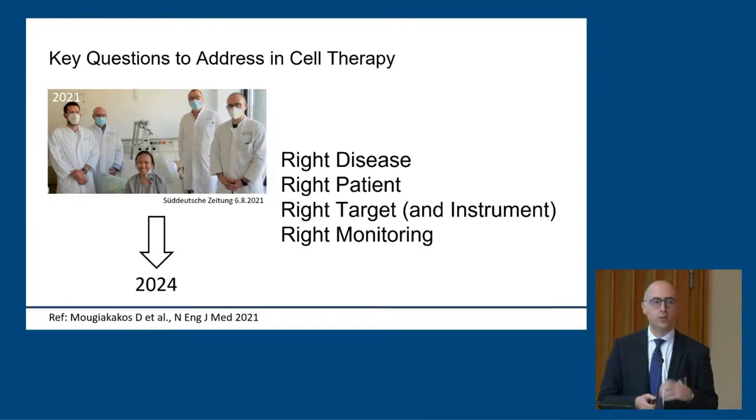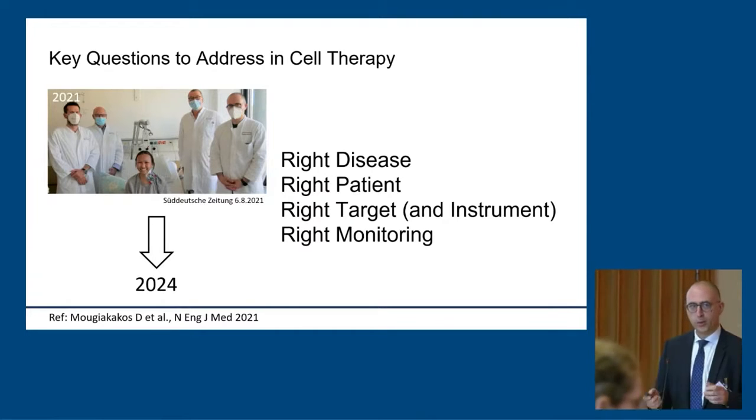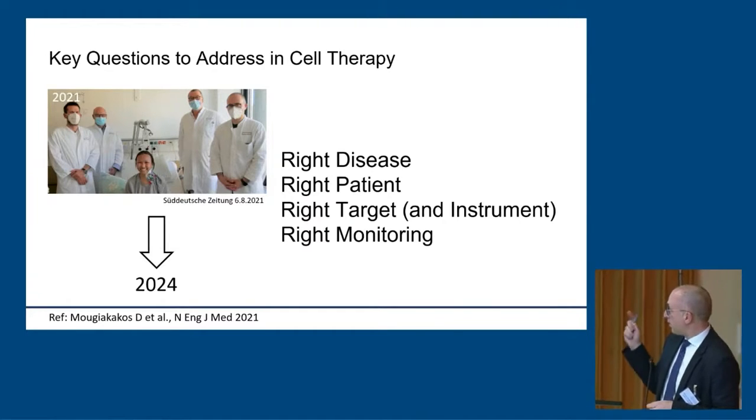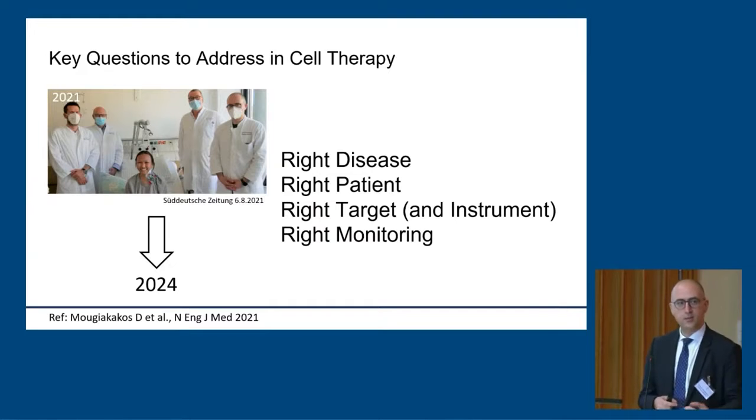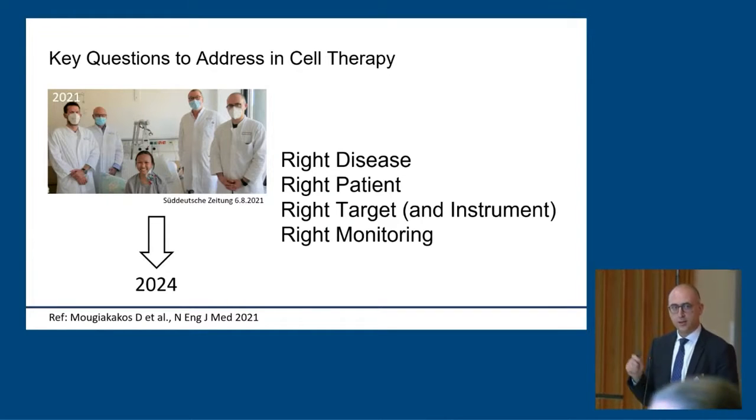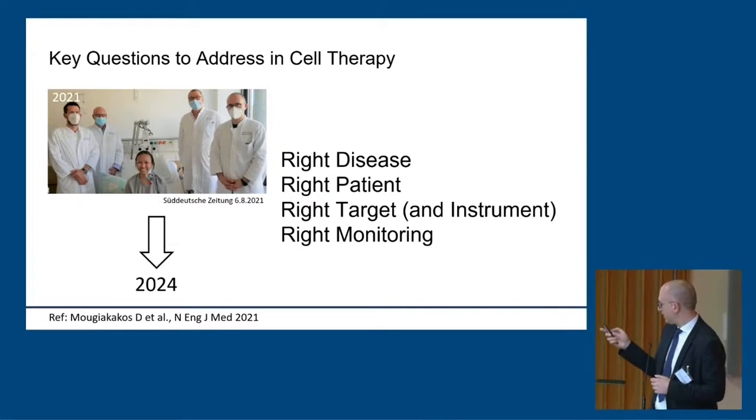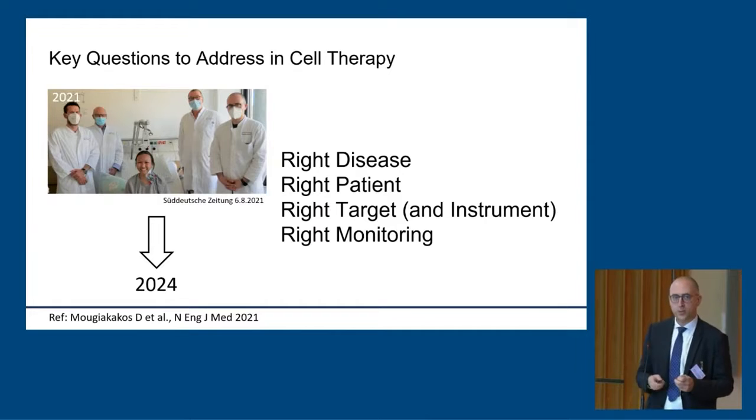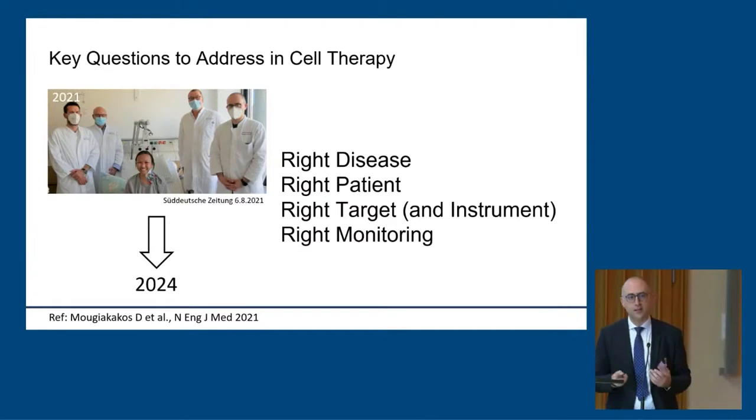So there are things that you need to consider while you are working as a cell therapist. First of all, you have to pick the right disease. Then, besides that, pick the right patient, choose the right spot you want to hit and the right tool, and then know how you will monitor the patient in terms of toxicity and efficacy. So I will try to guide you through those basic principles using MG as an example within the next 20 to 25 minutes.